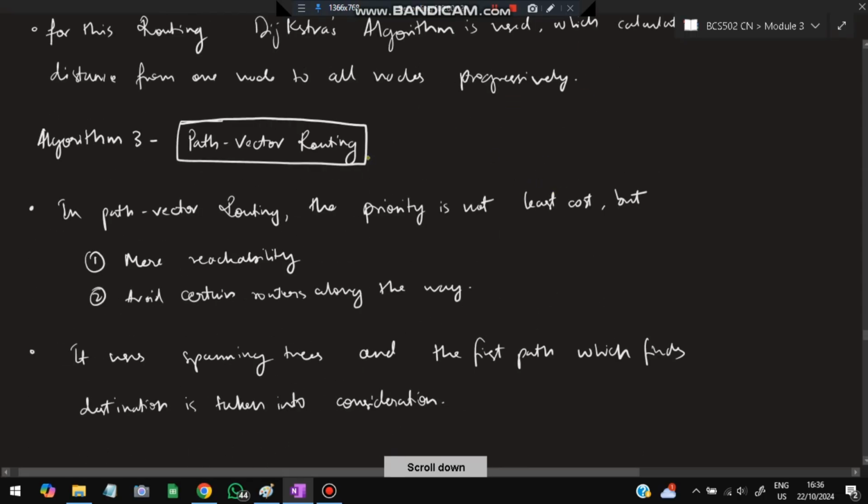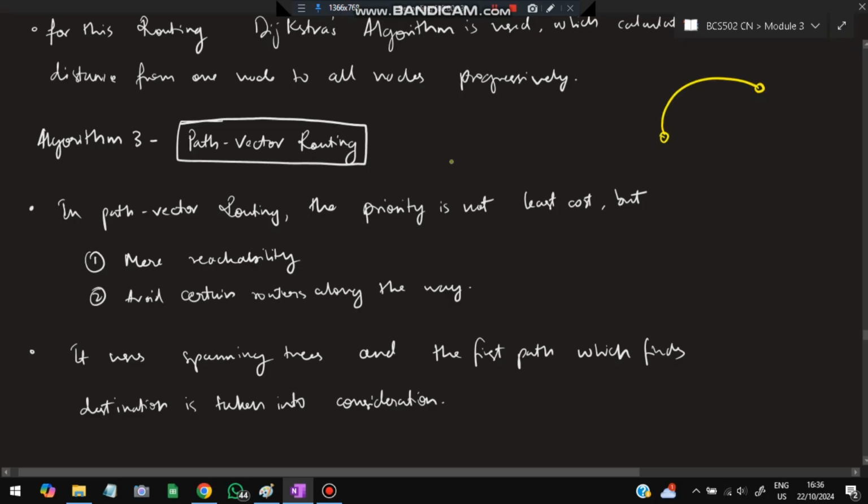And third is the path vector routing. This is the last one among the routing algorithms. In path vector routing, the priority is not the least cost. So you might ask me a question: obviously, when we want to reach from source to destination, we choose the least path. Now, suppose I want the information to be transferred from this one to this one, source to destination, but there is some node in between. I don't want it to have the data. Why don't I want it to have the data? It might have less security, so I want to choose another path which might not be the least path but is a more secure path.